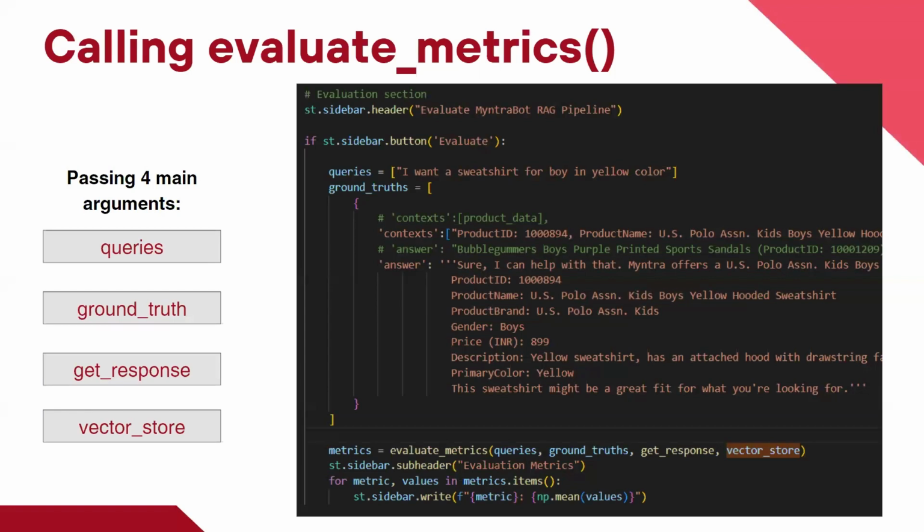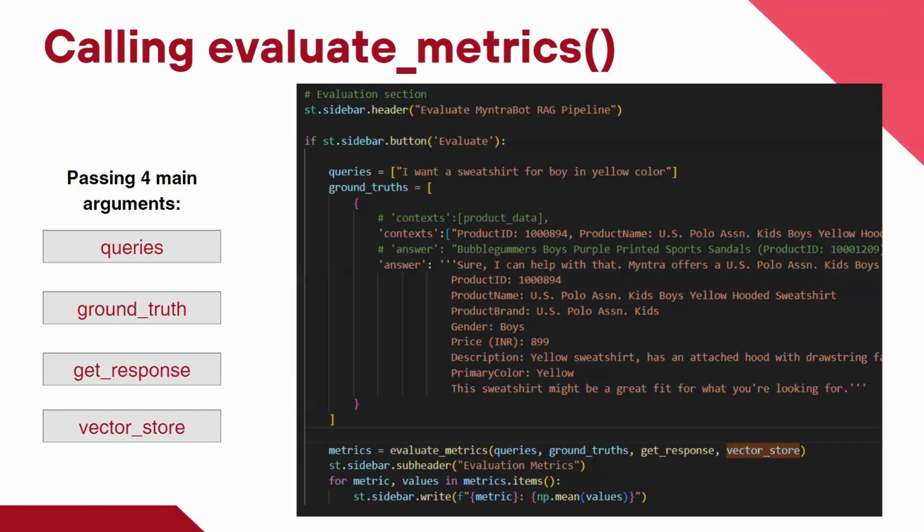Firstly, let's add a header to the sidebar of the Streamlit app, titled Evaluate Myntra bot RAG pipeline. This helps in organizing the user interface. Using the st.sidebar button, we create an evaluate button in the sidebar. The code inside this if block will only execute when the button is clicked.